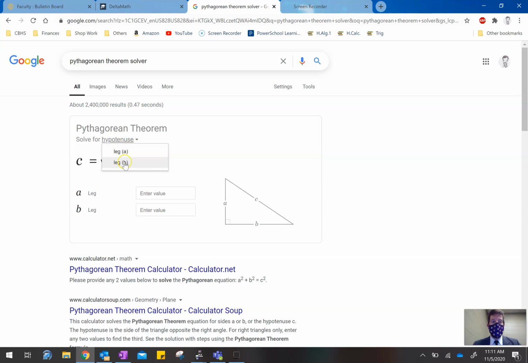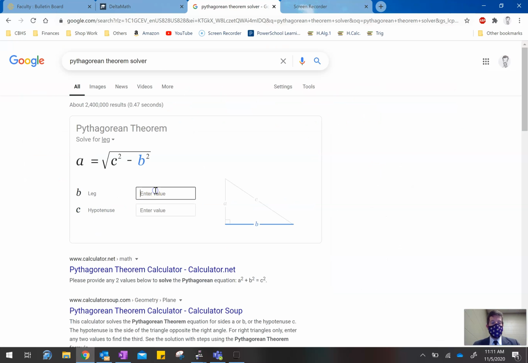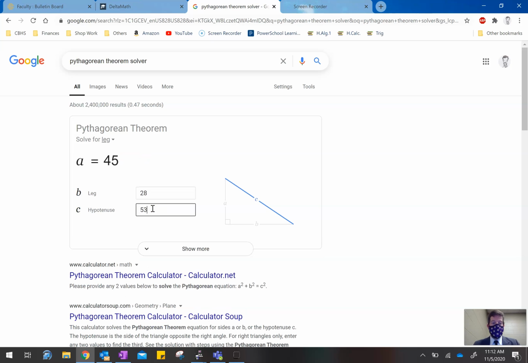So in this case, like I think the first example, we're looking for the leg A, and so what I want to do is enter in that information. I've got this other leg, little b, is 28, and the hypotenuse is 53. So I'm just going to type in 28 as the base there, and 53 is the hypotenuse. And then it's going to show me what the other leg is, the other leg being 45. And that's just a real quick, easy way.